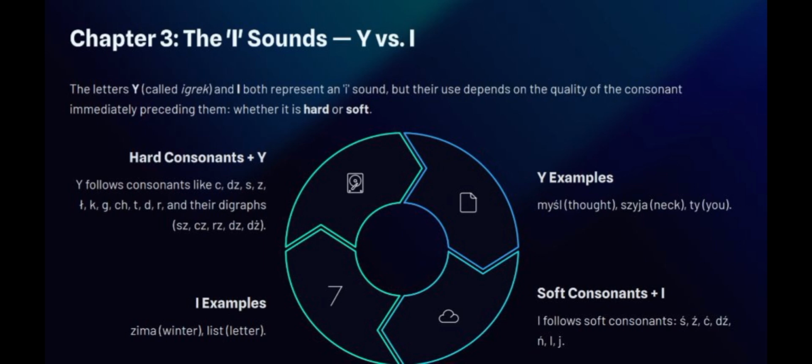Let's compare y and i. Both represent an E type of sound, but the choice depends on the consonant that comes before them, whether it's hard or soft. Hard consonants plus y. Y follows hard consonants like c, d, z, s, k, g, h, t, r, and their digraphs sz, cz, rz, and dz. Examples include mysz, thought, szyja, neck, tył. Soft consonants plus i. I follows soft consonants like ś, ć, ź, dź, ń, l, and j. Examples, zima, winter, list, letter.